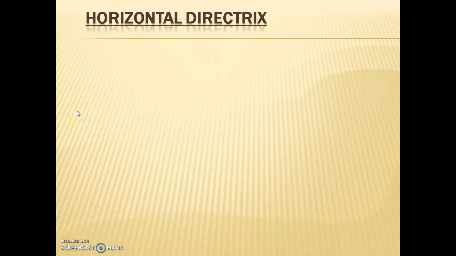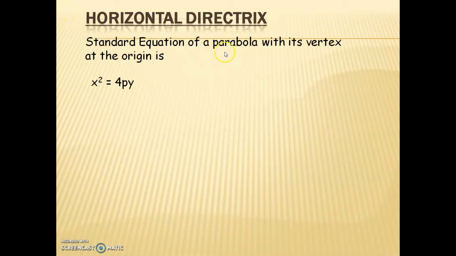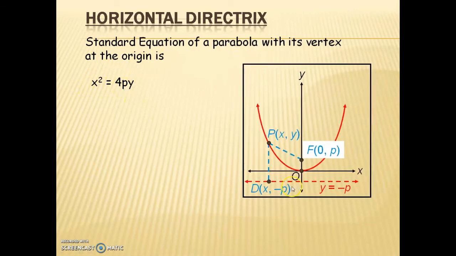Let's talk about orientation of parabolas. This time we are going to discuss horizontal directrix and vertical directrix. In horizontal directrix, the orientation of our parabola is either opening upward or opening downward. And the standard equation of a parabola opening upward or downward with its vertex at the origin is x squared equals 4py. An example of a parabola opening upward is this one.